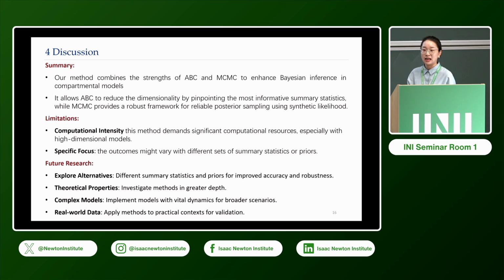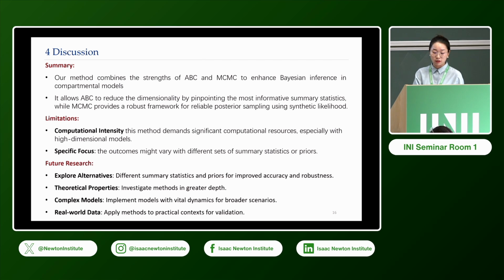And we recognize that this method demands significant computational resources, especially with high-dimensional models, and the outcomes might vary with different sets of summary statistics and priors. So going forward, we will explore alternative summary statistics and priors for improving accuracy and robustness. We also will delve deeper into the theoretical underpinning of the method and try to extend its application to more complex models with vital dynamics for broader scenarios, and also use real-world data to validate our method.